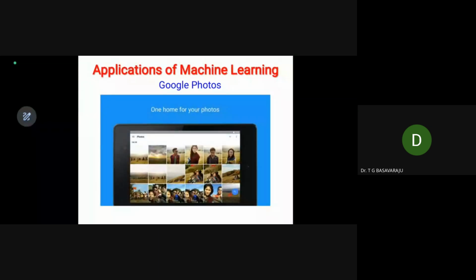And Google Photos. Here deep learning is also part of your machine learning. Deep learning uses lots of images, like CNN and other things that many of you might have used. And this Google Photos is also one of the examples for your machine learning.